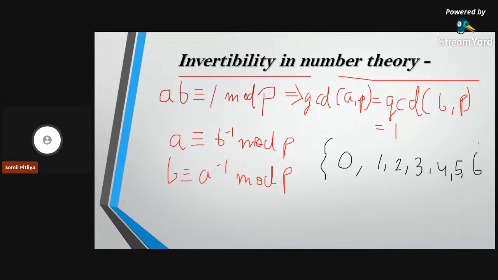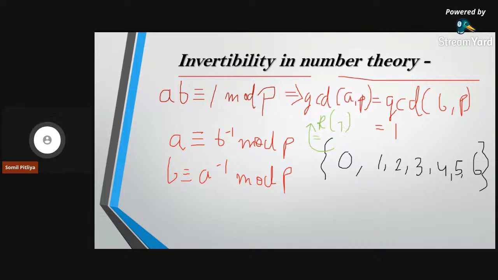So this can be the remainders when any number is divided by 7. If we take any number from this set and try to find its inverse modulo 7, because this is the set of remainders when a number is divided by 7, we can denote this set by R7.